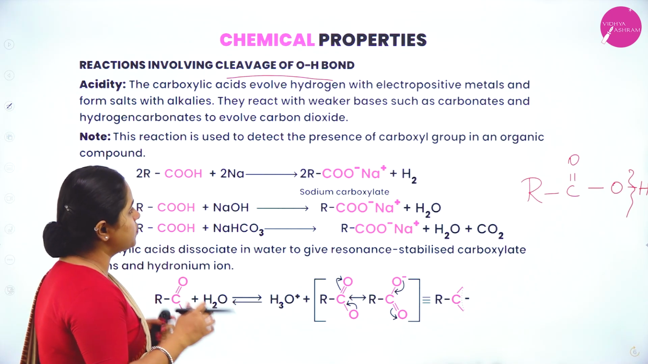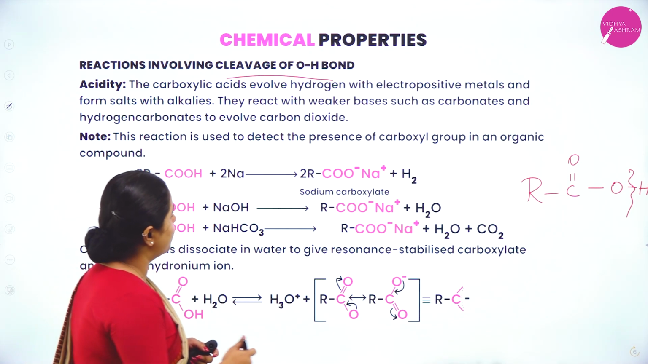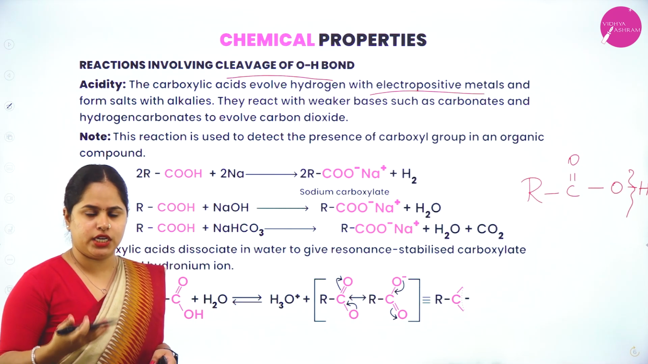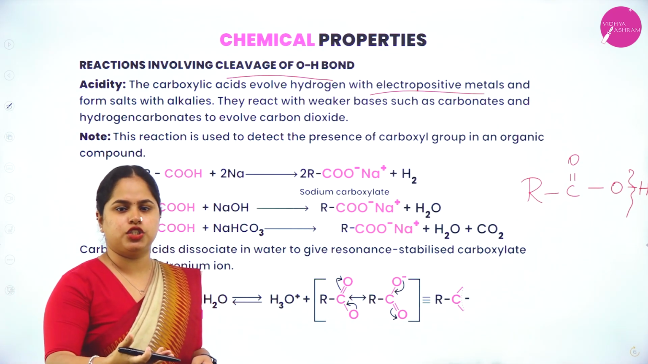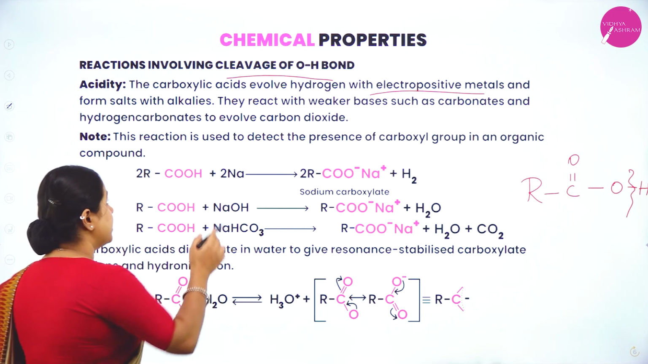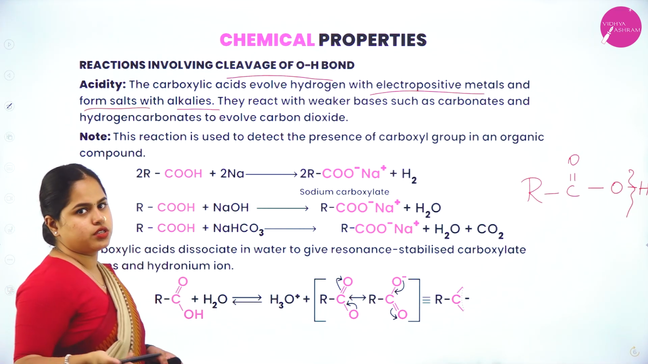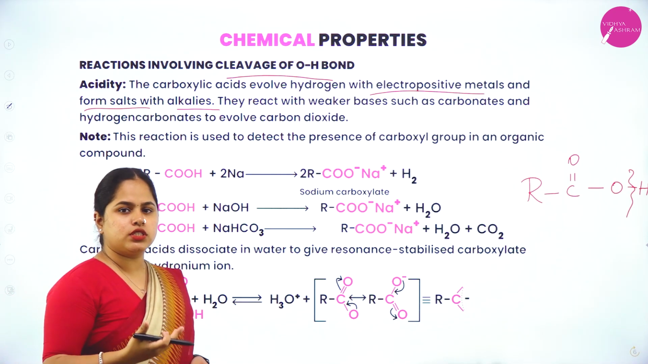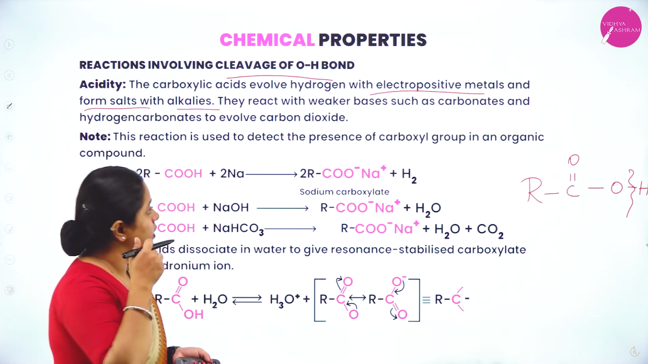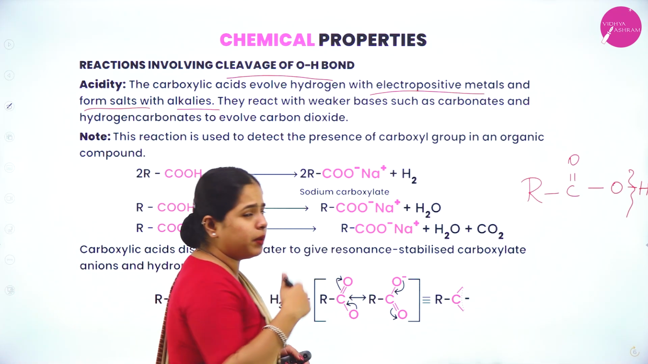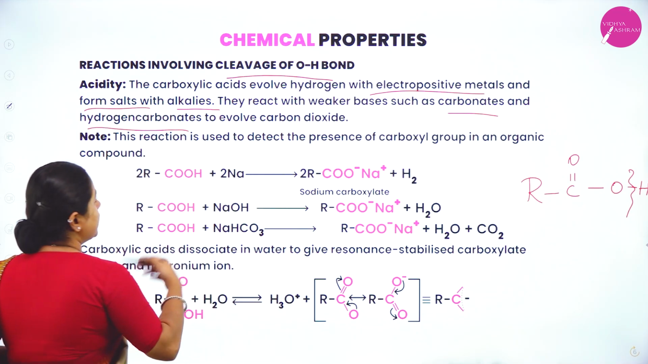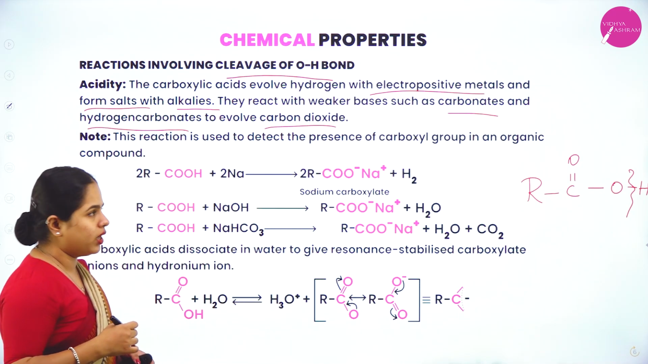When a carboxylic acid reacts with highly electropositive metals like sodium, potassium, etc., it will release hydrogen gas, H2. Now, if it is reacting with alkalis, it will form salts. For example, if sodium hydroxide is reacting, it will form the sodium salt of that carboxylic acid. Now, if it is reacting with weaker bases like carbonates or hydrogen carbonates, it will evolve carbon dioxide.